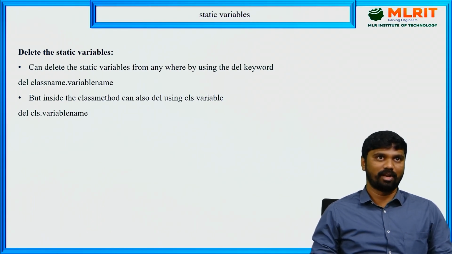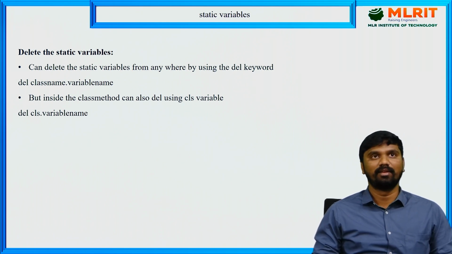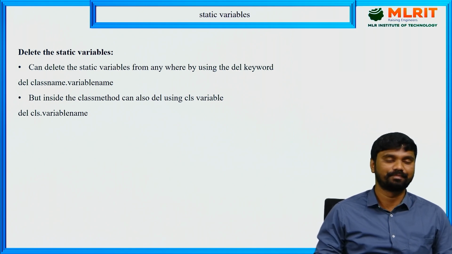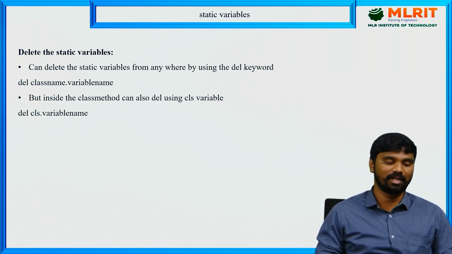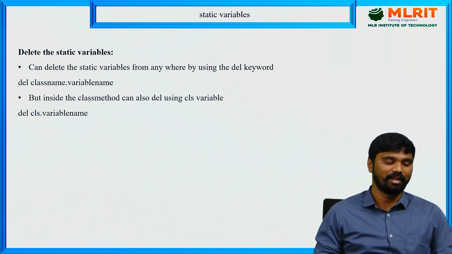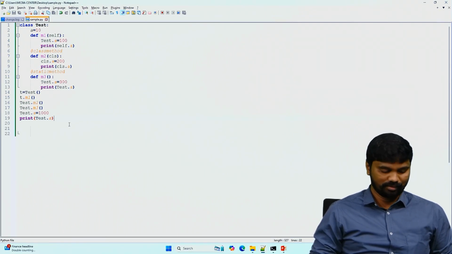Okay, so that is modifying the static variables. Now we can also delete the static variables. How can we delete the static variables? Previously we saw deleting instance variables. How can we delete instance variables? By using the del keyword. Similarly here also we can delete static variables by using the del keyword, right? So let me see an example.